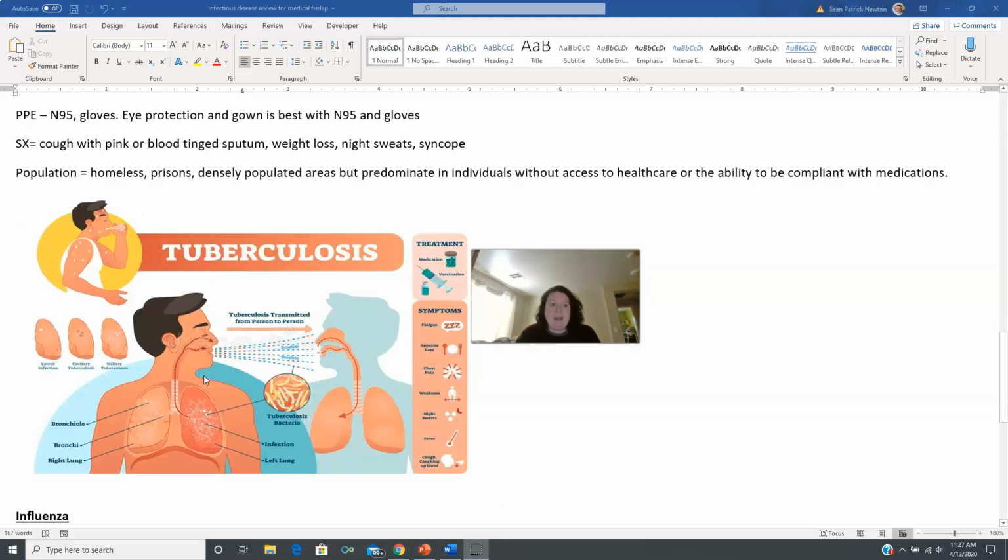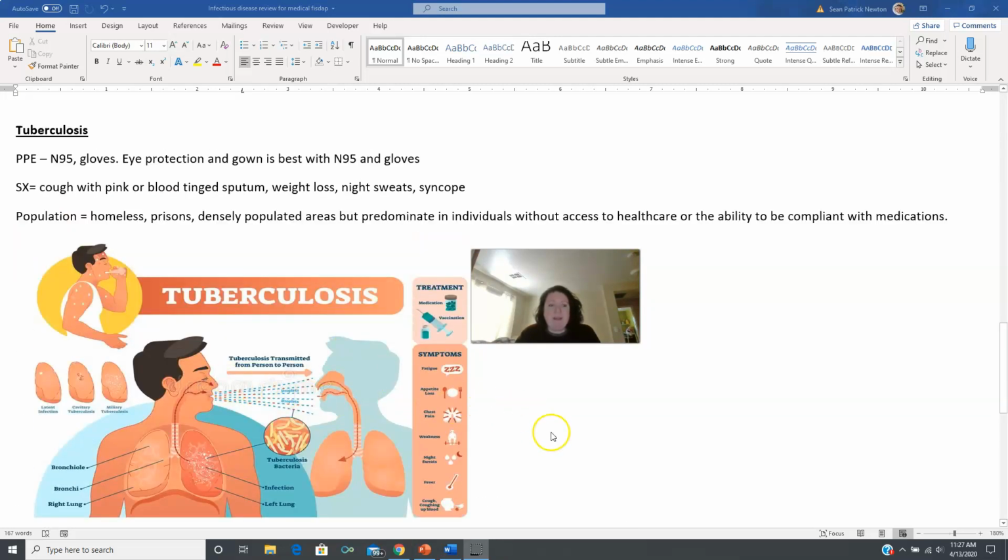And next we've got tuberculosis. So tuberculosis is an infection also in the lungs. The PPE is an N95 and eye protection, gown is best, but minimum N95 and gloves. Symptoms of tuberculosis, we've got a cough with pink or blood-tinged sputum, weight loss, night sweats, and syncope.